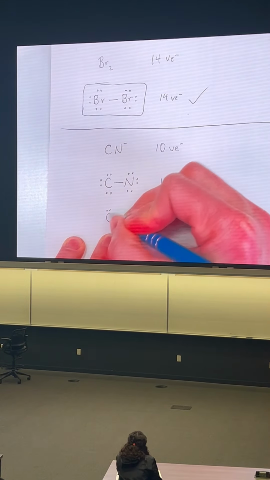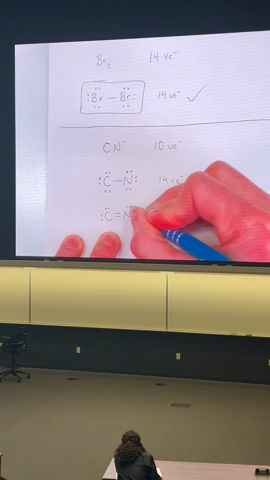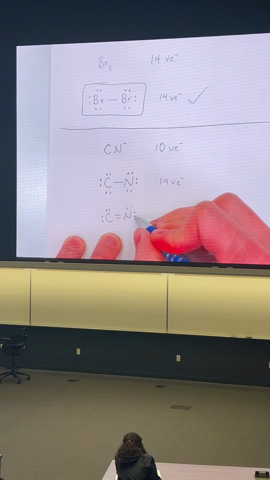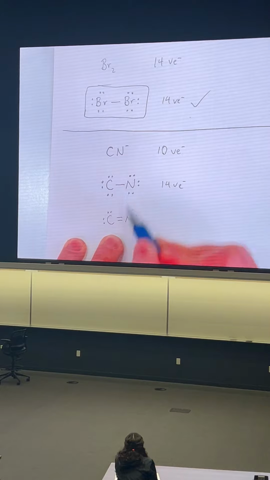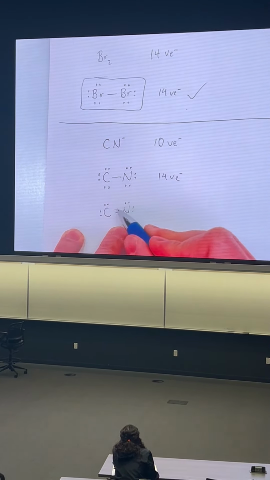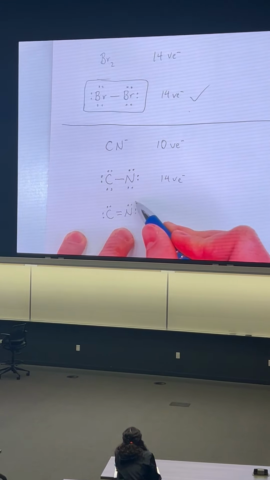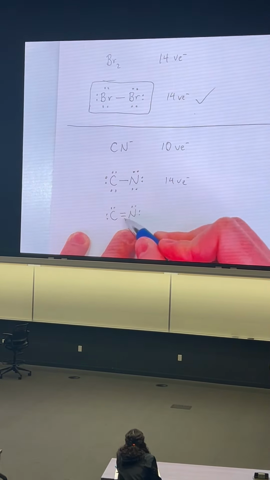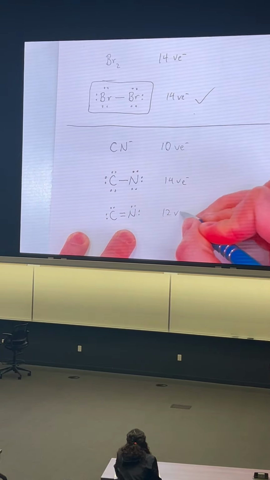So then this is going to have 4 around it, 2 lone pairs, 2 pairs of lone pairs. So now I did the double bond, right? So these 2 are being shared here. 2, 4, 6, 8, carbon has an octet. 2, 4, 6, 8, nitrogen has an octet. Now let's see the total number. 2, 4, 6, 8, 10, 12. This has 12 valence electrons.